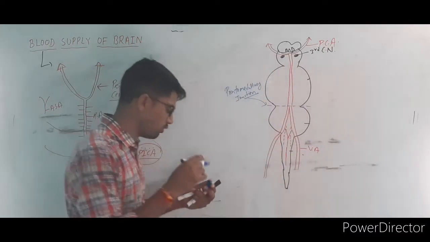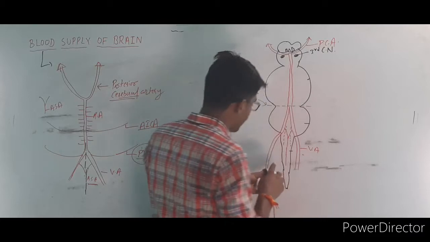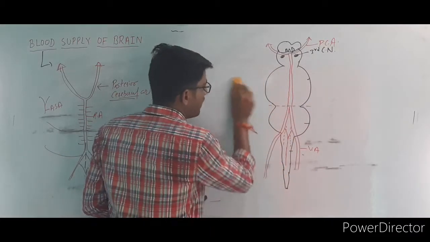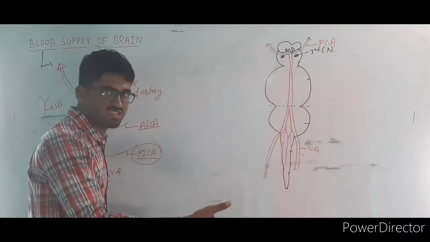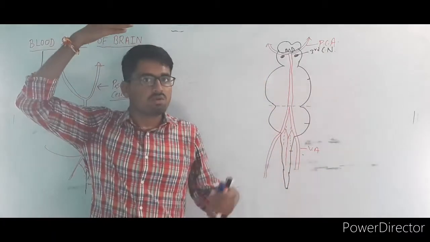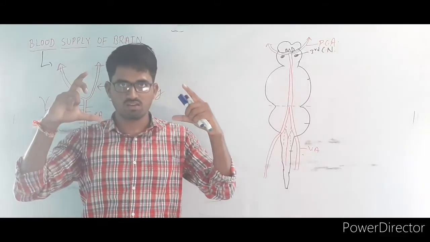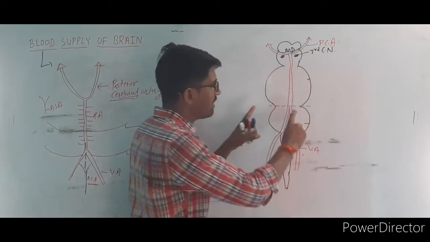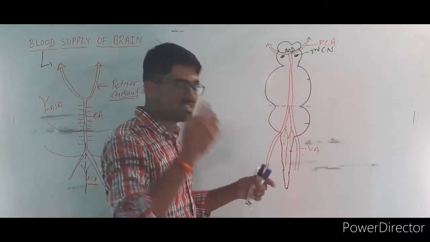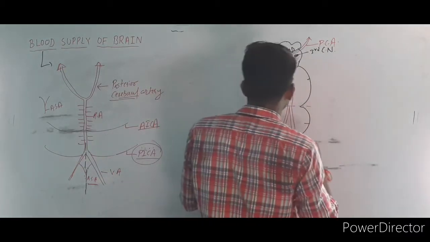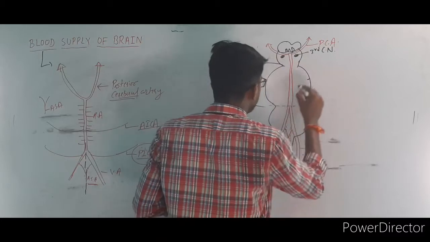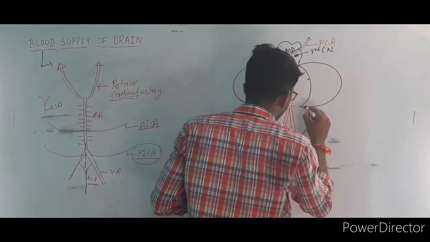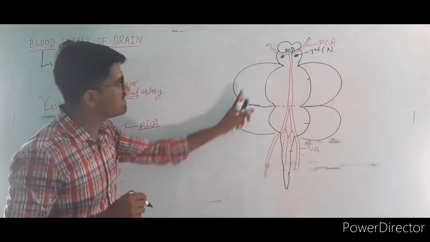Posterior spinal artery. And this is the pontomedullary junction, right? See, this is the cut section. You are cutting from here and visualizing. Midbrain, pons, medulla. And what is here? Cerebellum is there. So this is the cerebellum, and this is the inferior surface of the cerebellum.